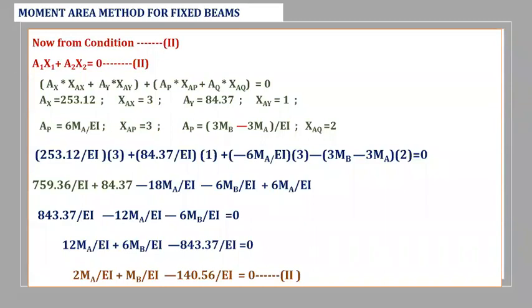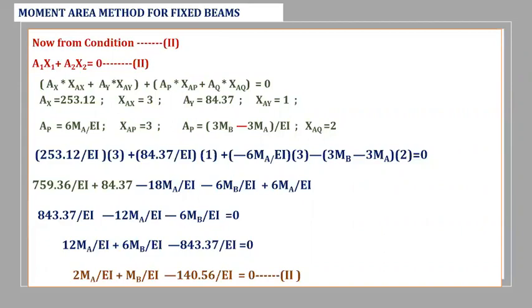Now we will substitute all values in the above equation. The first one is AX, 253.12 into 3, plus AY, 84.37 into XAY 1, plus. All of you observe, I will put the same plus. The next two portions have the minus. The first one is minus 6 MA by EI, centroidal location 3, minus 3 MB minus 3 MA into 2.